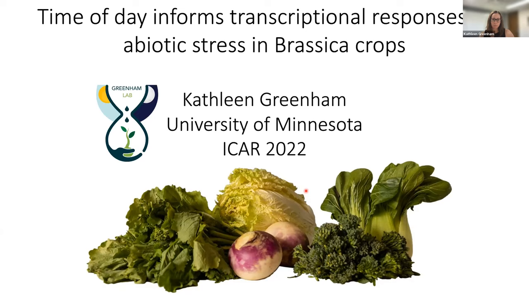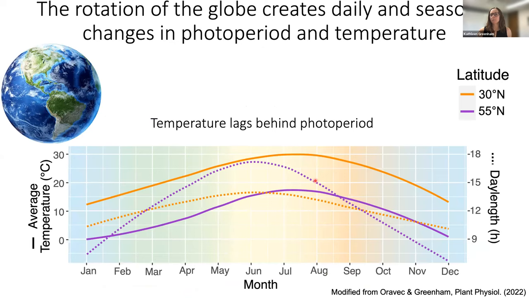Today, I'm going to talk to you about some of the work we're doing to understand how time of day informs transcriptional responses to abiotic stress in Brassica. So I'm going to talk to you today about things on the daily scale, but it's important to remember that environmental conditions are set by the seasonal changes in photoperiod and temperature brought on by the rotation of the Earth. And this is something that we expand on in the review and our focus issue.